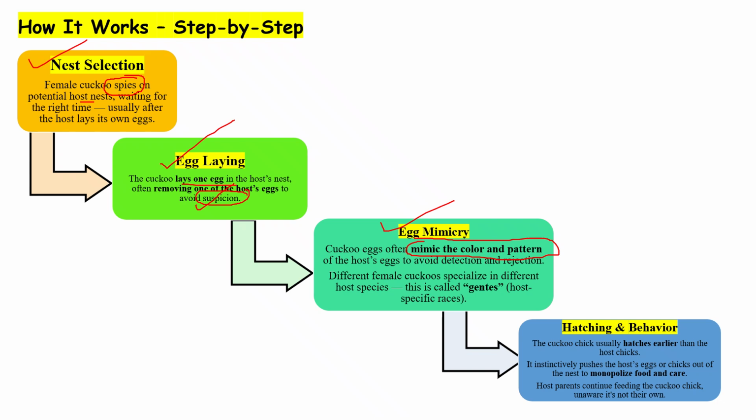The female cuckoos specialize in different host species. This is called gentes, or host specific races. So she will prefer the birds whose egg color and morphology is the same as her egg color. So that is called egg mimicry.